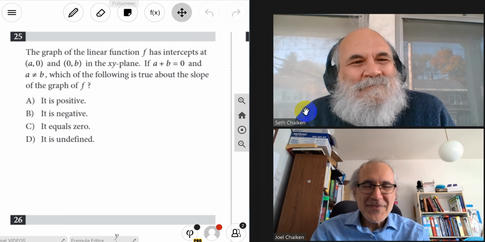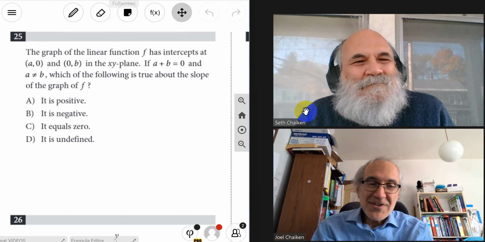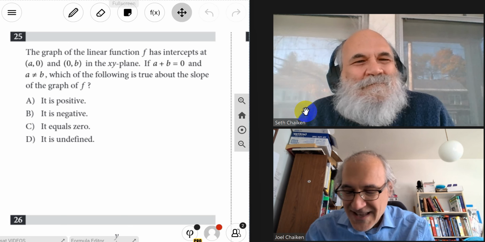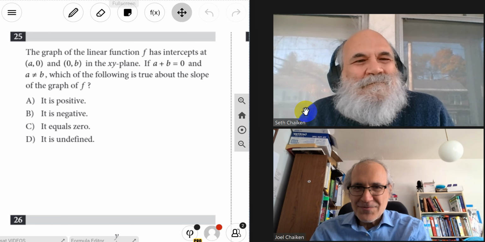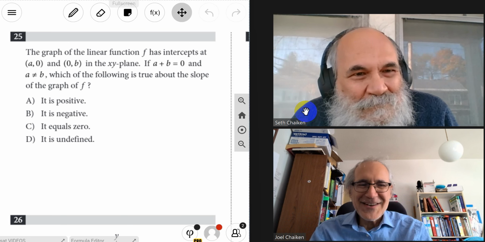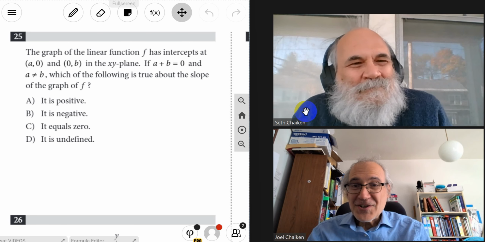That's really cool. Okay, so here we are trying to help you understand how to approach SAT math questions. This is from a calculator part of the test, although it's pretty clear a calculator isn't going to help you because there aren't even any numbers in this thing. The graph of a linear function.